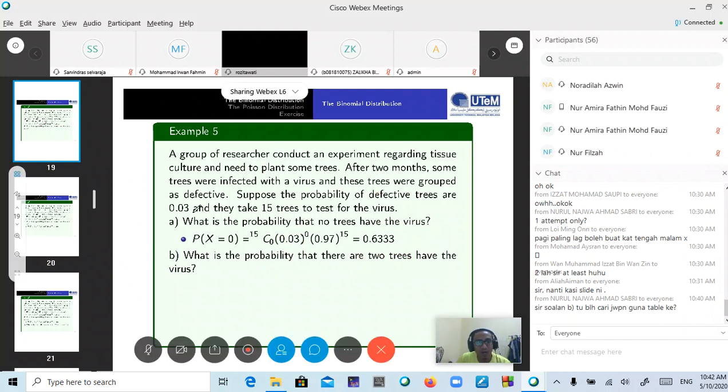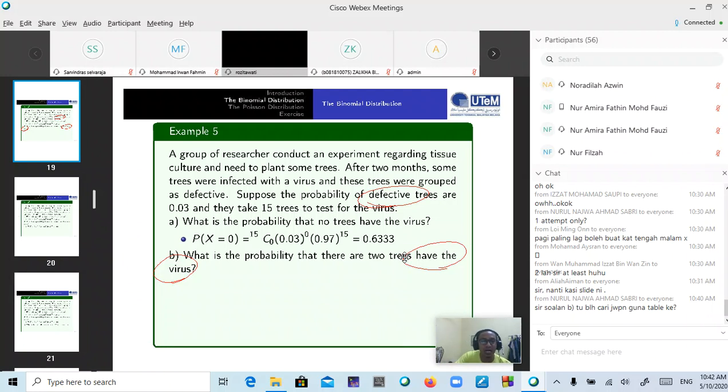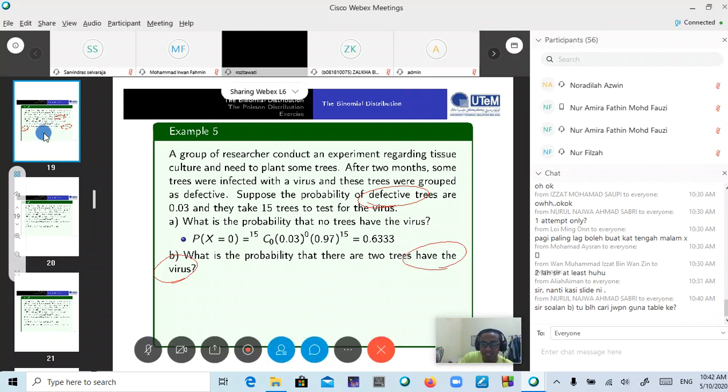Okay, B. What is the probability that there are two trees that have the virus? Also the same thing. You want to find those that have the virus. When it says have the virus, you are focused on the defective tree. So the probability of success is also 0.03, and the probability of failure is 0.97. Meaning your p is 0.03, your q is 0.97.